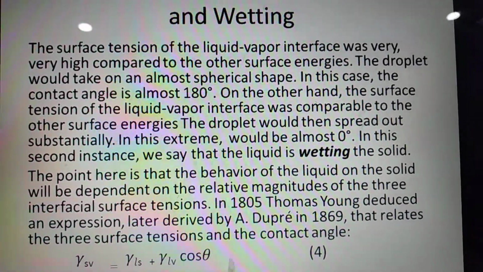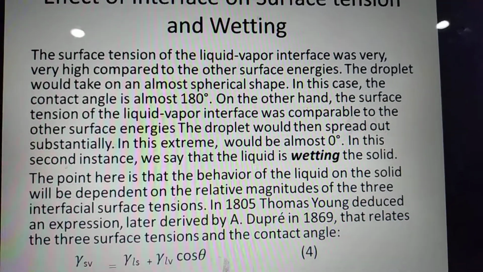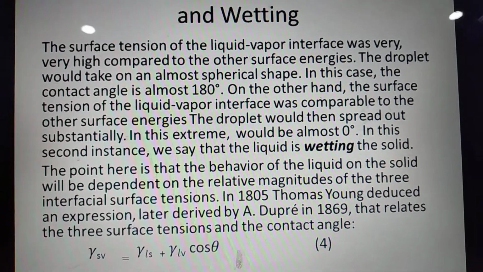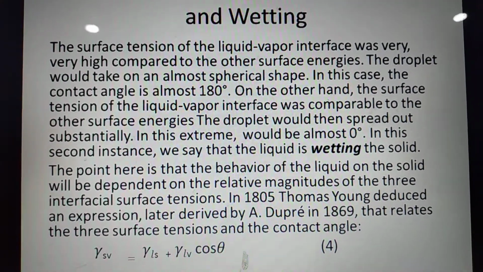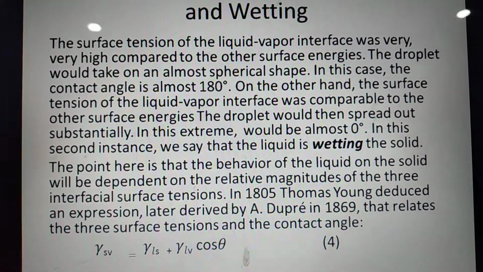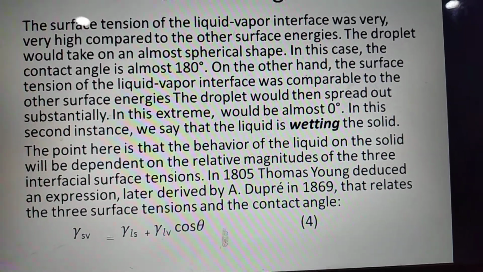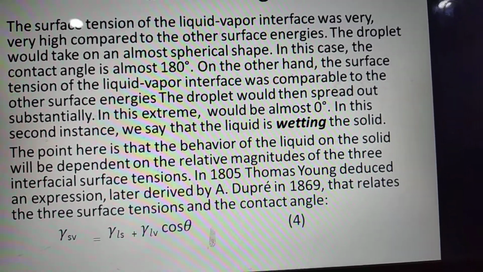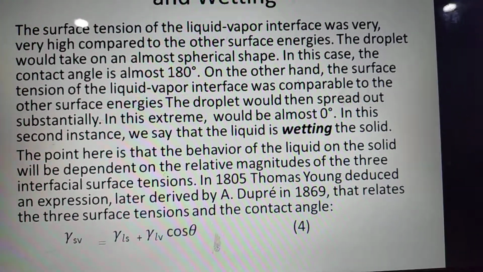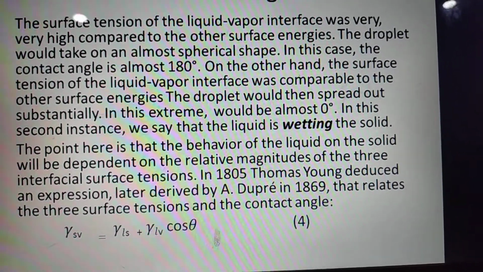When the surface tension of the liquid-vapor interface is very high, there are two possibilities: the angle becomes 0 degrees, or it becomes 180 degrees. If the droplet takes an almost spherical shape, the contact angle is almost 180 degrees. On the other hand, if the surface tension of the liquid-vapor interface is comparable to the other surface energies, the droplet spreads out substantially, and in this extreme the angle is equal to 0.